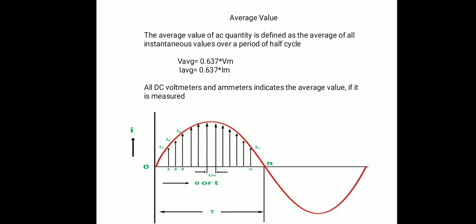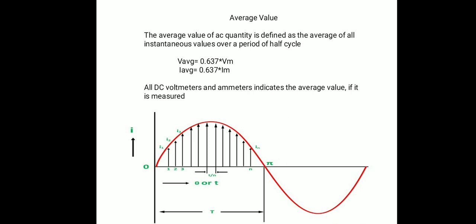The average value of an AC quantity is defined as the average of all instantaneous values over a period of half cycle. Suppose there are instantaneous quantities shown in the figure. At time instant 1 there is instantaneous quantity I1, at time instant 2 there is I2, at time instant 3 there is I3, and at time instant n there is In. If you take the average of all these instantaneous quantities from I1 to In over the half period of the cycle, that average is the average value of that AC quantity.